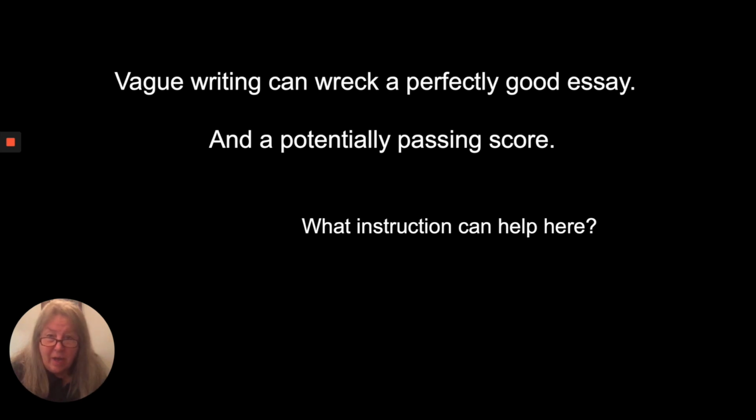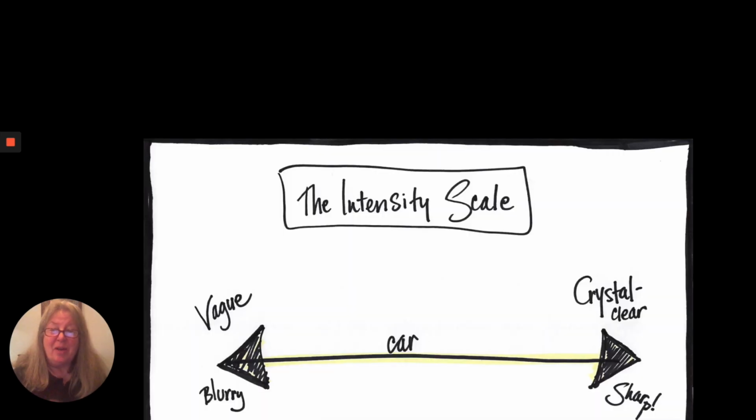So, what can we do to help instructionally? Well, the best thing I know to use is the intensity scale. This becomes a concrete way for students to recognize there's a range of specificity or clarity in their language.